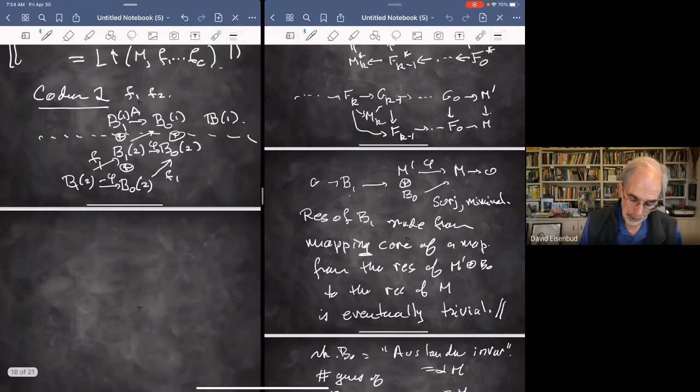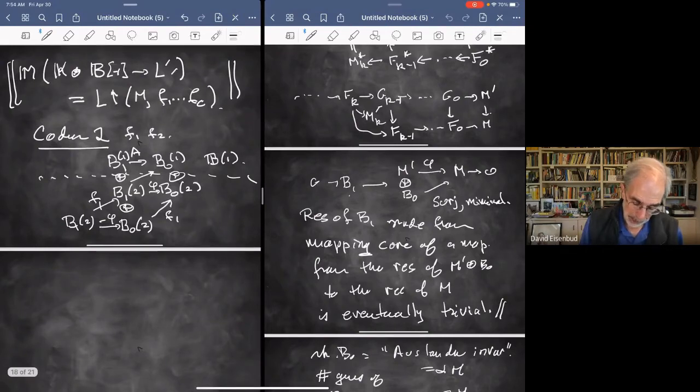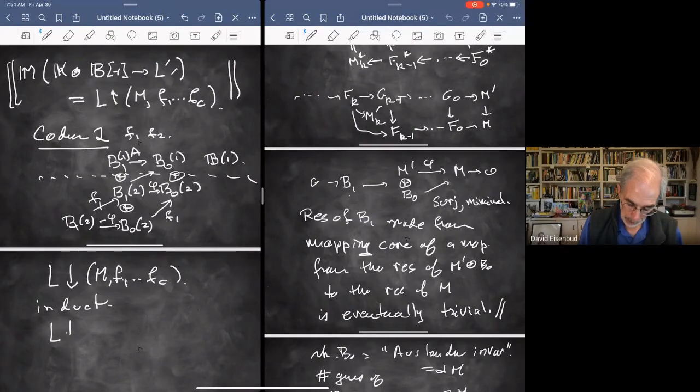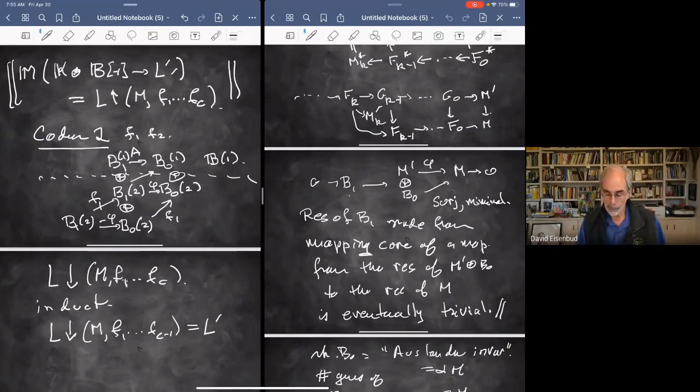Okay, so that was the upper complex construction. What about the lower complex construction? So L lower of M, F1 up to FC. Again, inductive. So I'll assume the existence of L lower of M, F1 up to FC minus 1. And again, I'll call it L prime. L prime is now a free resolution over R prime, which is again S modulo F1 up to FC minus 1.